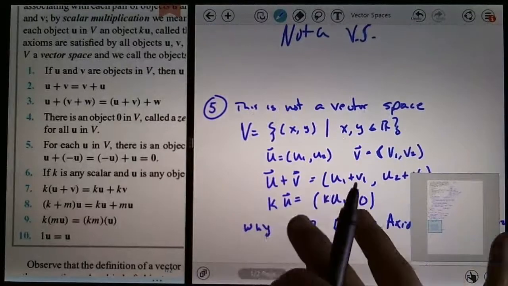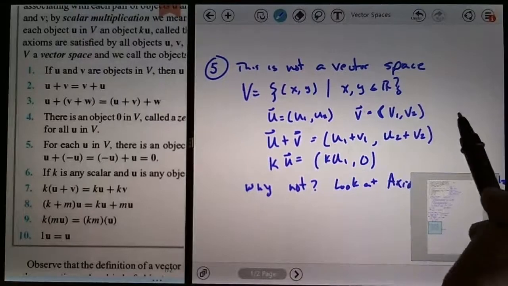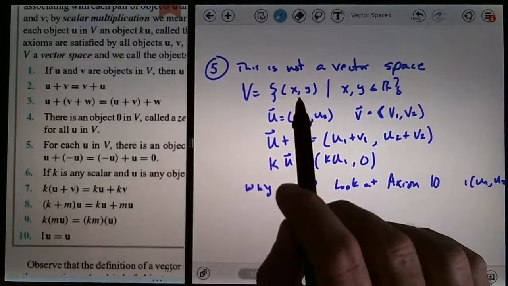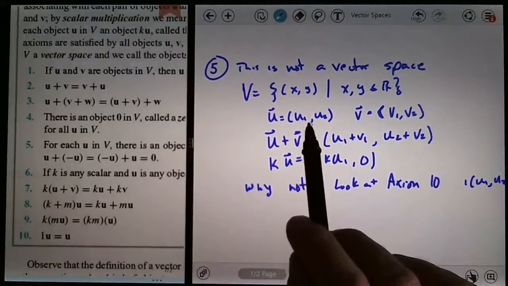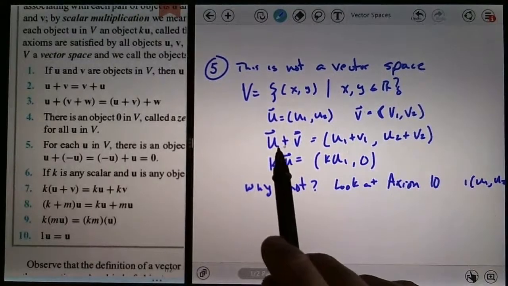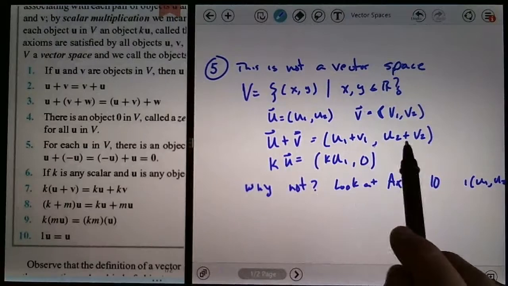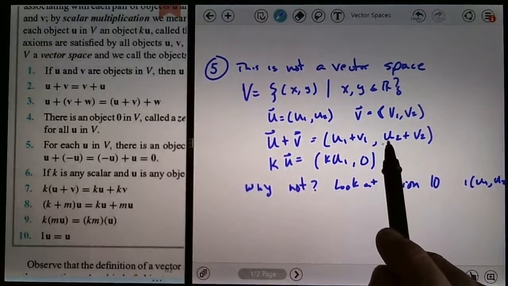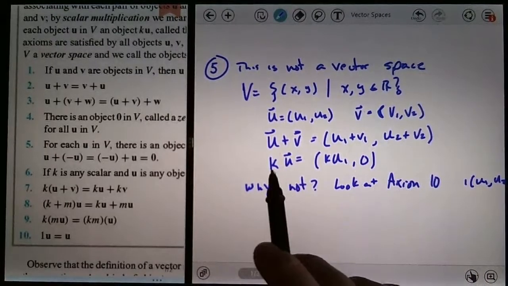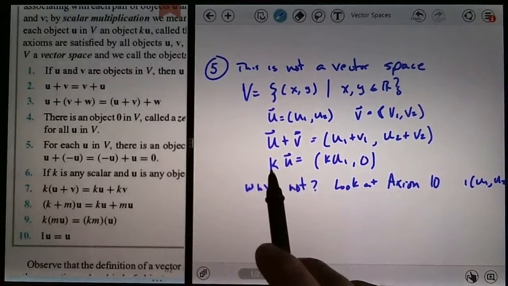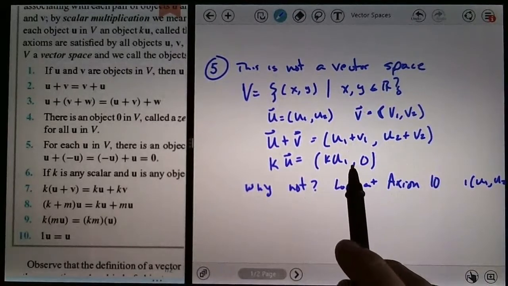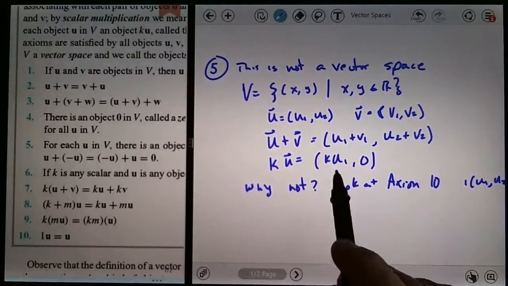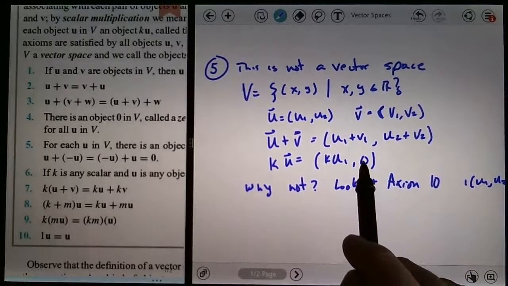Here's another example that's not a vector space. Take the set of all pairs of numbers. Here are two pairs. I'm going to show you how to add. I'm going to do your normal adding of pairs, just like in R2. But scalar multiplication is going to be a little bit different. I'm going to multiply just the first component by k. So k times u is k times u1, comma 0.